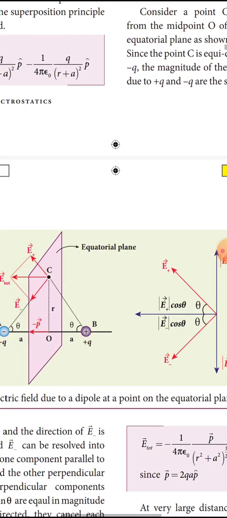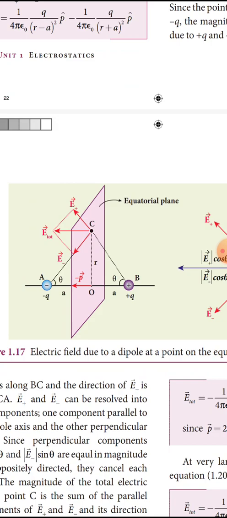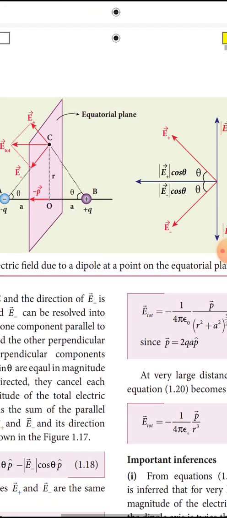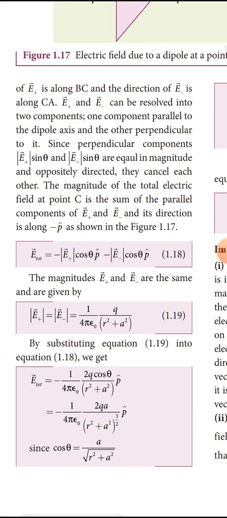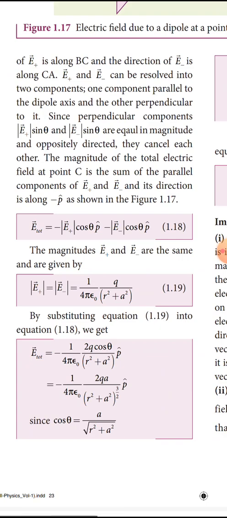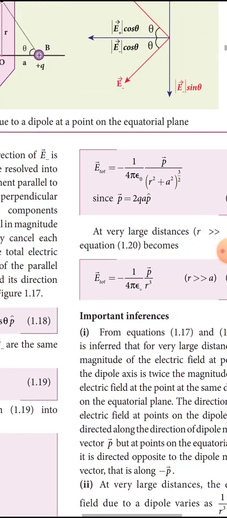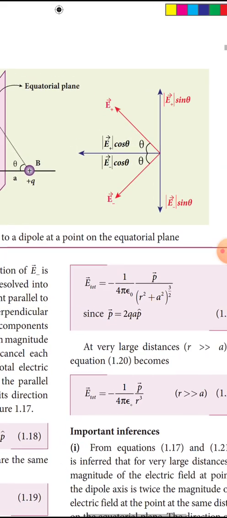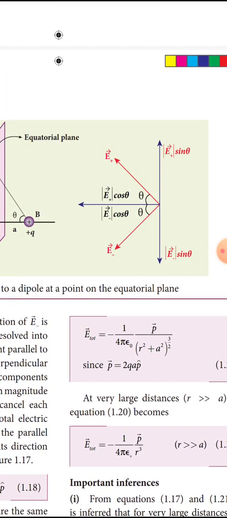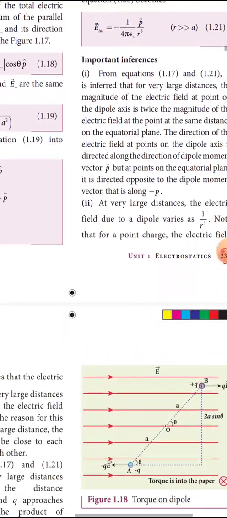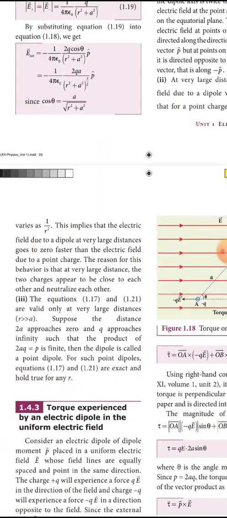And for the equatorial line, the point C is somewhere on the equatorial line, that is, in between A and B. In that case the derivation is different. You have to find E plus vector, similarly E minus vector, and then find E total. Here you have to apply the Pythagoras theorem, and before that you have to resolve E plus vector into two components, E plus cos theta and E plus sin theta, and similarly resolve E minus vector into two components, and derive the equation. This is about the axial line and equatorial line.